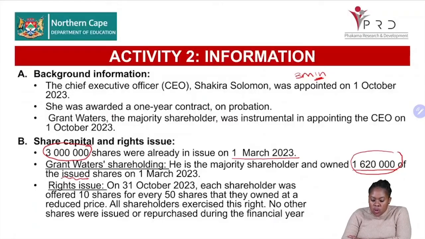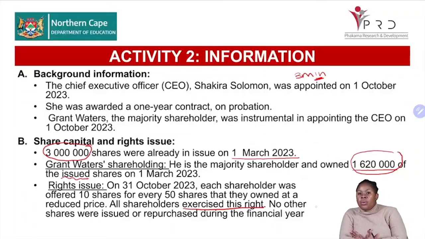Okay, and then it says rights issue. On 31 October 2023, each shareholder was offered 10 shares for every 50 shares that they owned at the reduced price. All shareholders exercised this right. No other shares were issued or repurchased during the financial year. So you were requested to calculate the number of shares that Grant Waters have actually bought.